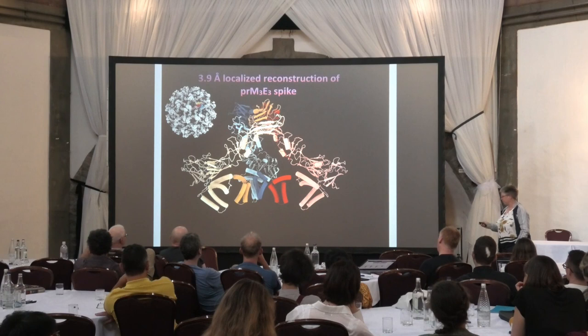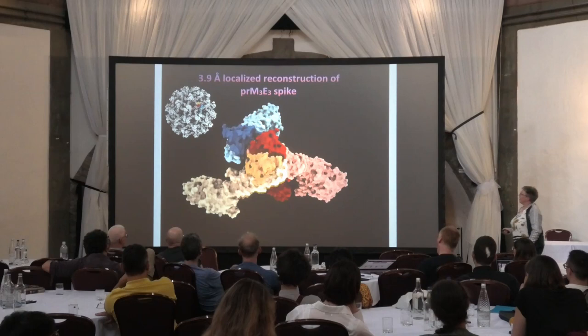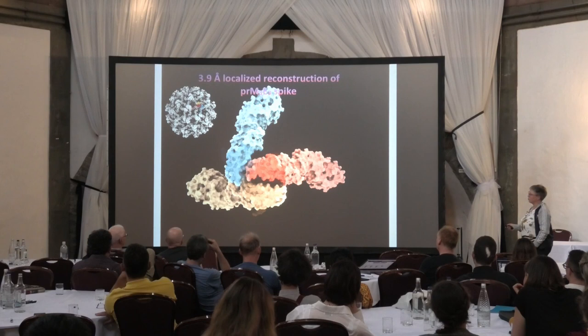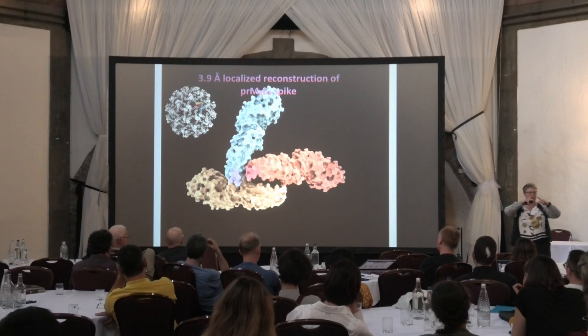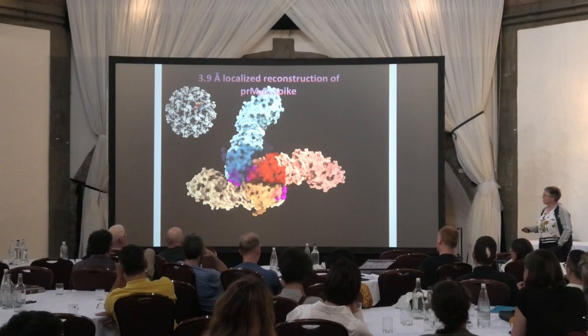And will this movie run? This movie will run as well. Excellent. So you can rotate this spike. Here are the PR peptides sitting on the top. Let's remove them. And if you remove them, you see that actually these 3 E proteins that come together don't actually come together. They have virtually no contact area.